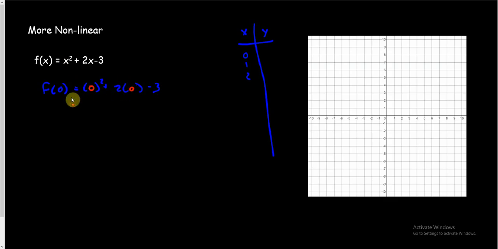So this is just going to be 0 plus 0 minus 3, which is negative 3. So negative 3. So we got 0, negative 3. Get that point. So let's try 1.